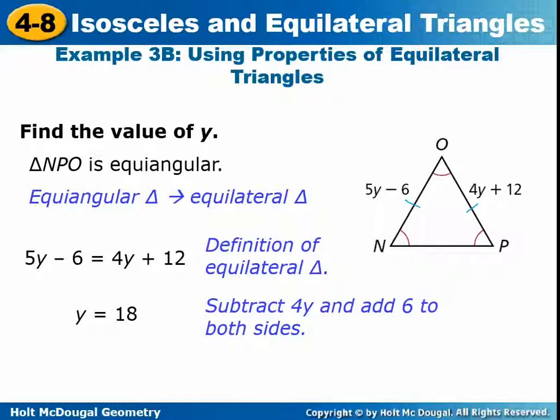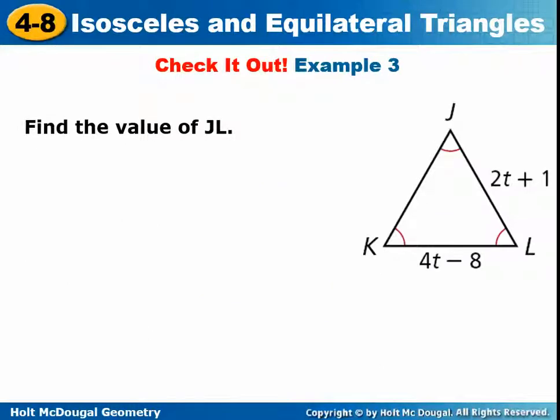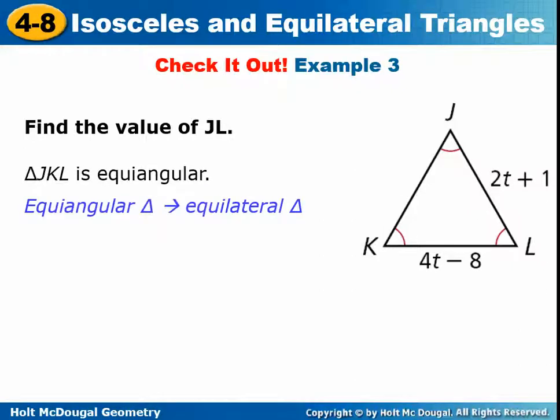All right, so now you're going to do one on your own here. So we've got a triangle and it's marked equiangular. So see if you can find the value of side length JL. So you would say, well, if it's equiangular, it's also equilateral. So I can set those expressions equal to each other.